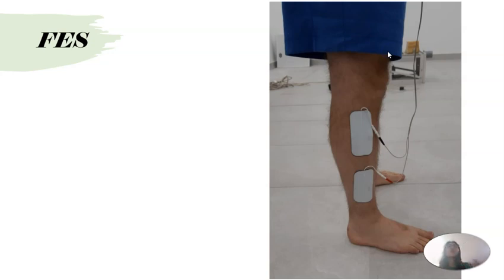So in FES, this is almost the same as your NMES. But with NMES, you start with an NMES and then later on progress to FES, because your FES has a pre-requirement. You have to have at least 3 minus over 5 MMT grade of your target muscle, with an exception to shoulder subluxation.